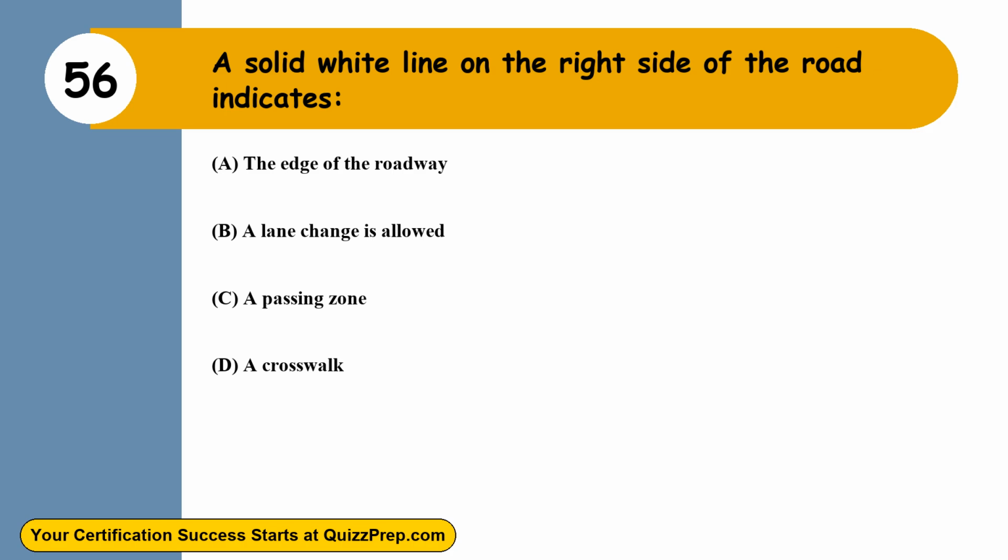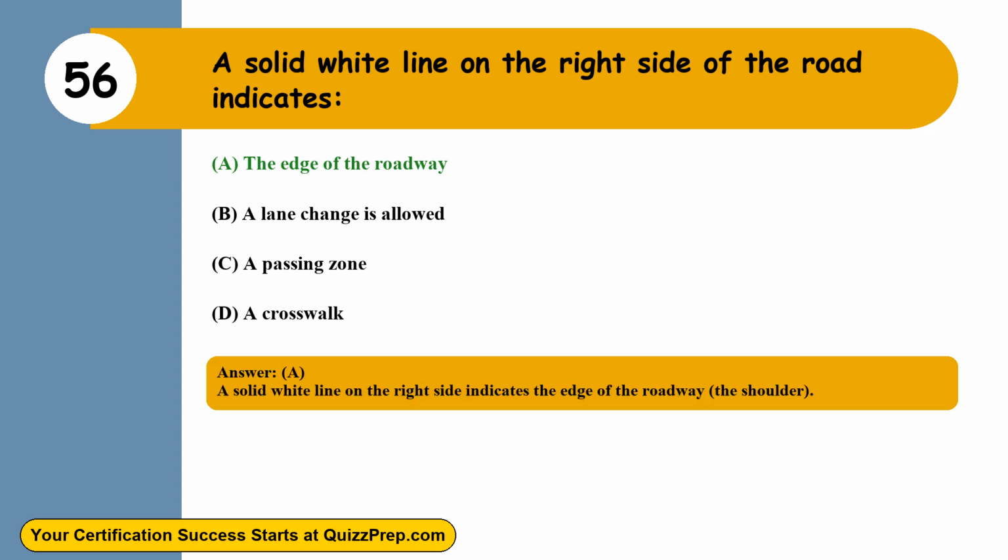Question 56. A solid white line on the right side of the road indicates: Option A, the edge of the roadway. Option B, a lane change is allowed. Option C, a passing zone. Option D, a crosswalk. The correct answer is option A, the edge of the roadway. A solid white line on the right side indicates the edge of the roadway, the shoulder.